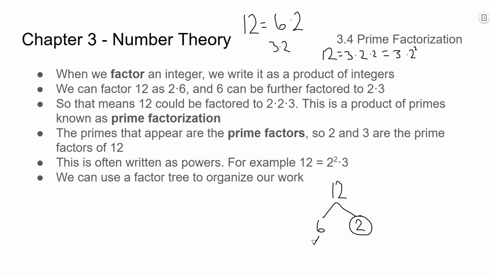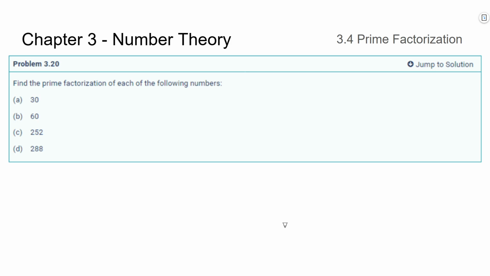And now 6 we can break down further into 3 times 2. And these are both primes, so go ahead and circle these. And that's as far as you can go. Everything's circled, so now you know it's going to be 2 squared times 3. So knowing that, let's go ahead and give these a shot, and let's do the prime factorization for each of these numbers. Go ahead and give it a shot on your own.